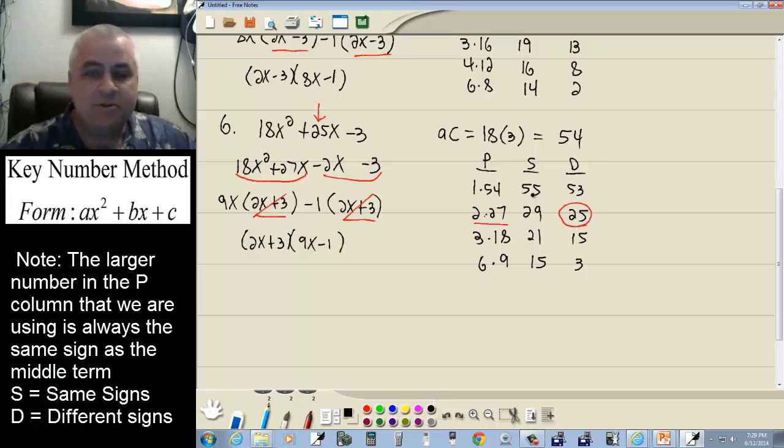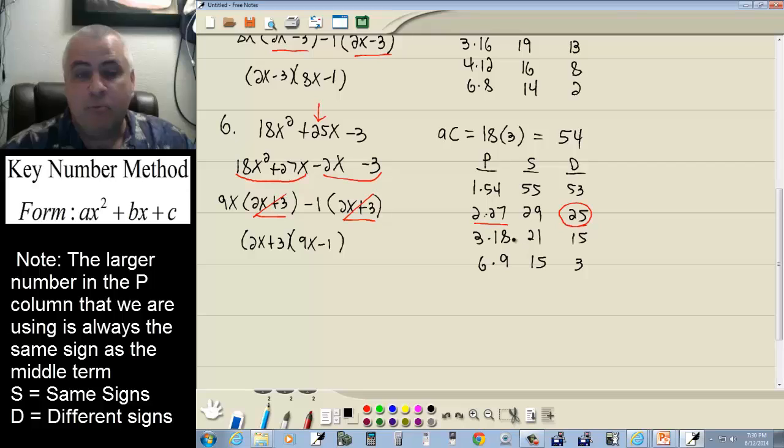I sometimes get asked, do I have to complete this table? If I find my number, can I stop right there? Most of the time you can. Occasionally you'll find numbers in both columns. Well, if it's in both columns, you try one and see if it works. If it doesn't work, it's the other one.